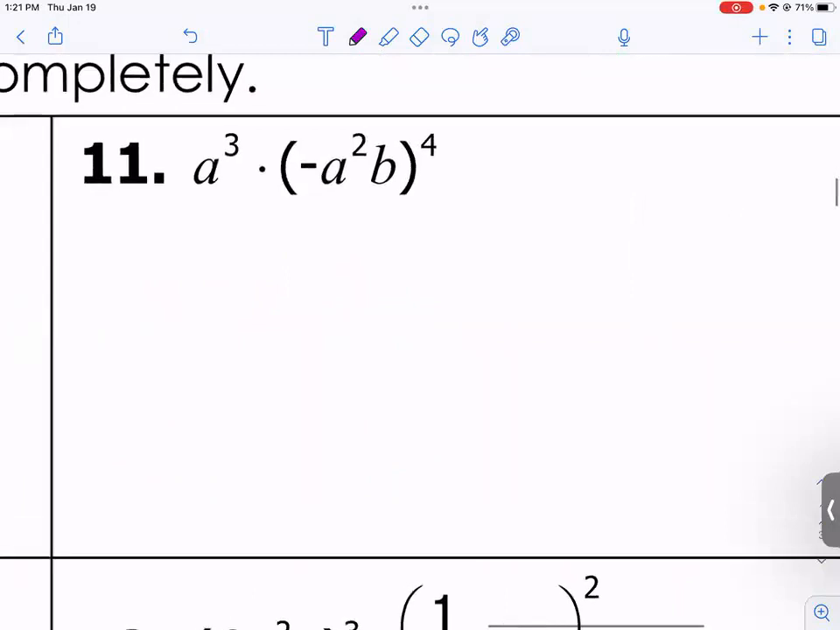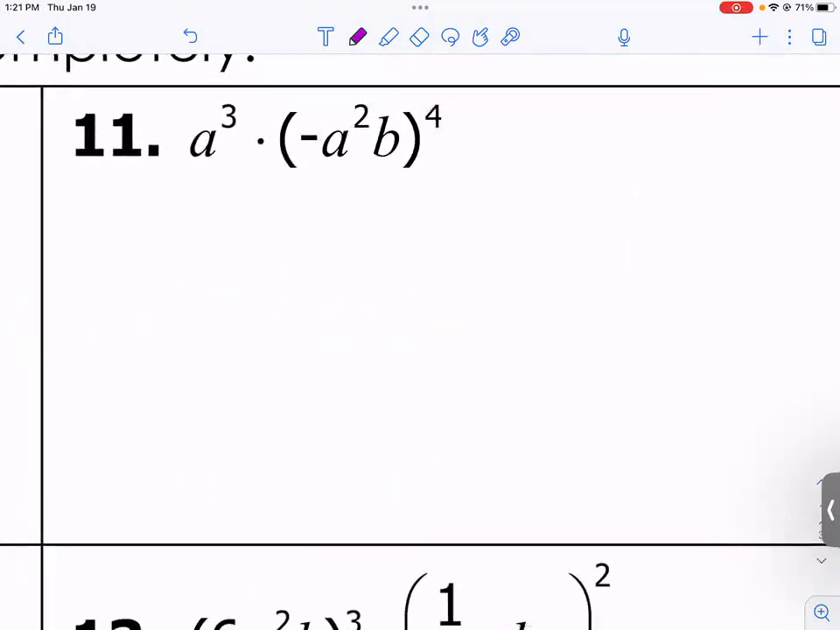Okay, yes, Avery. Let's talk about number 11 together. So we have, this is what? A cubed is just a cubed, right? So this is like negative. What's really the number there? It's like -1.